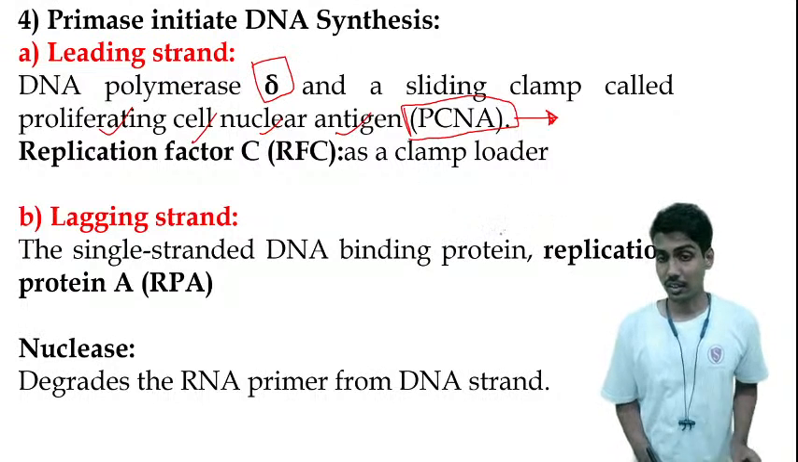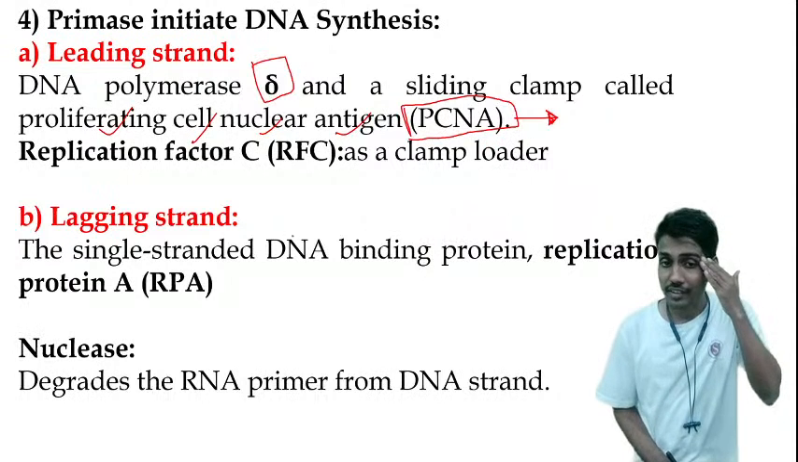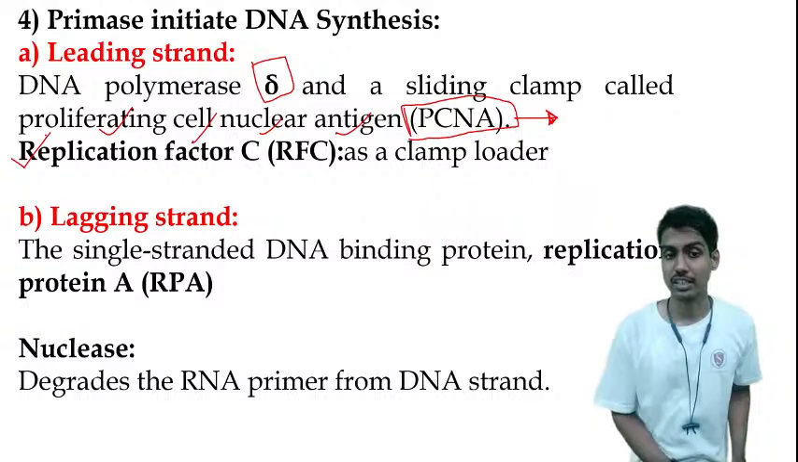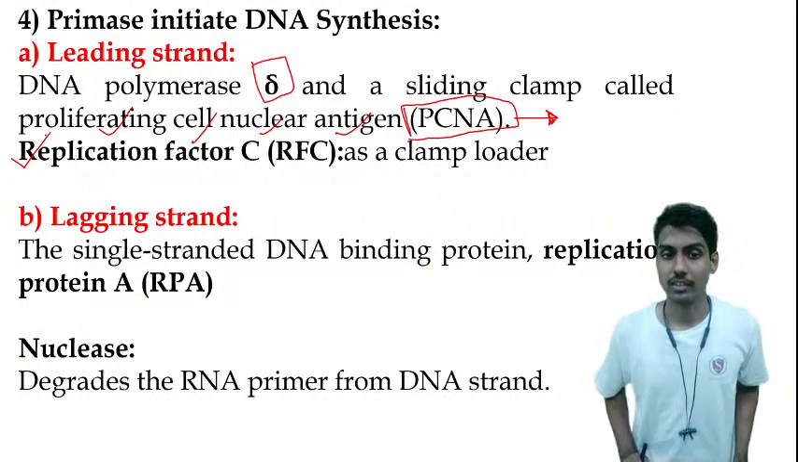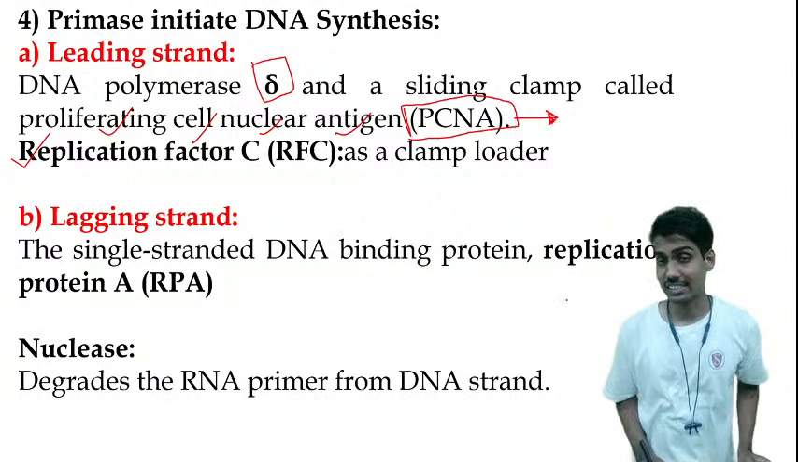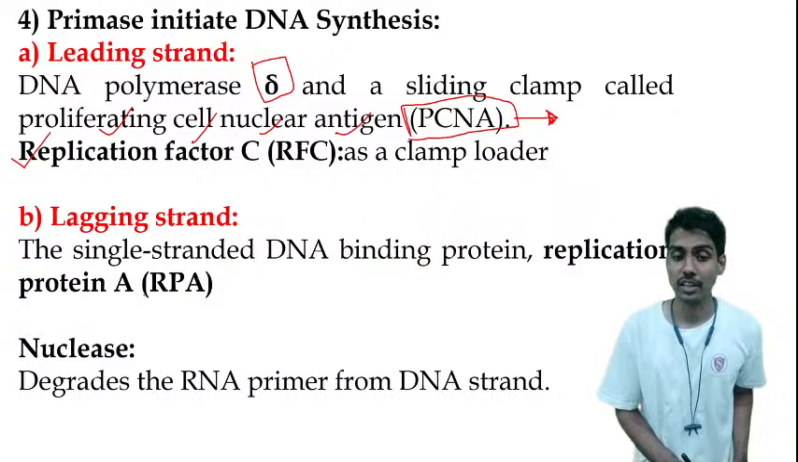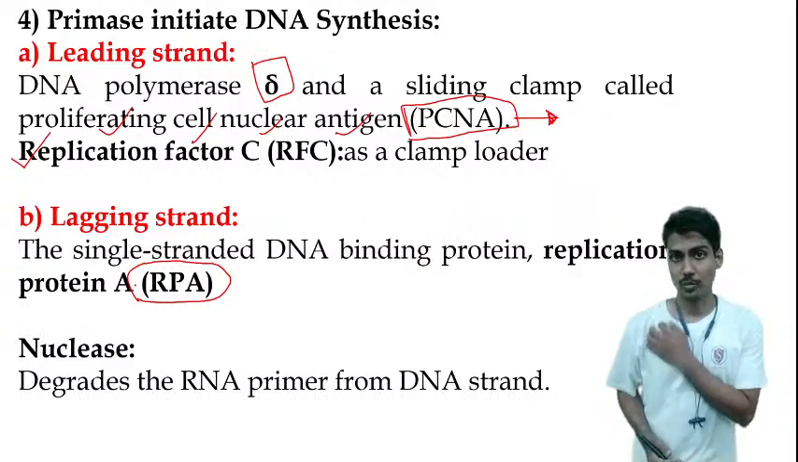And there is a clamp loader, as we have seen in the case of prokaryotes. In case of eukaryotes, it is specifically named as what? RFC, replication factor C. So this is what happens on the leading strand. On the lagging strand, the single stranded binding proteins we have seen in prokaryotes are called replication protein A. These are just specific names in eukaryotes.